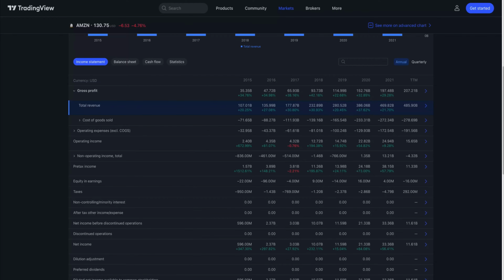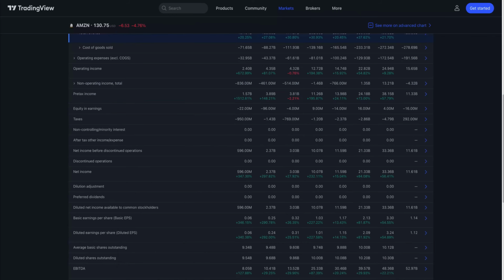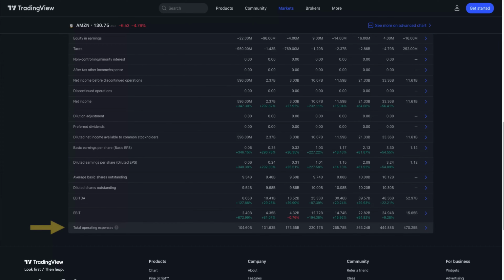It goes without question that every company has expenses to operate, produce, and sell its products. Those costs are summarized under the name of total operating expenses, and in the TradingView format, this figure will be found at the bottom of the report. For 2021, Amazon had $444.88 billion in total operating expenses.